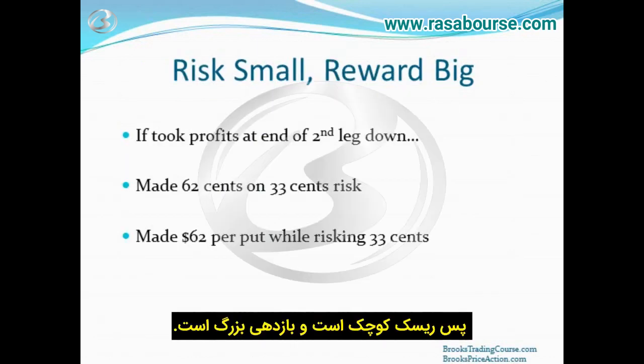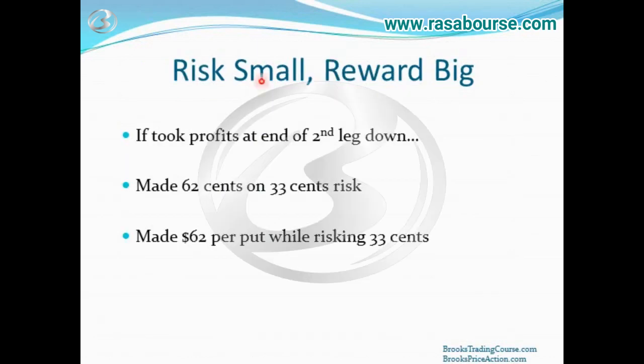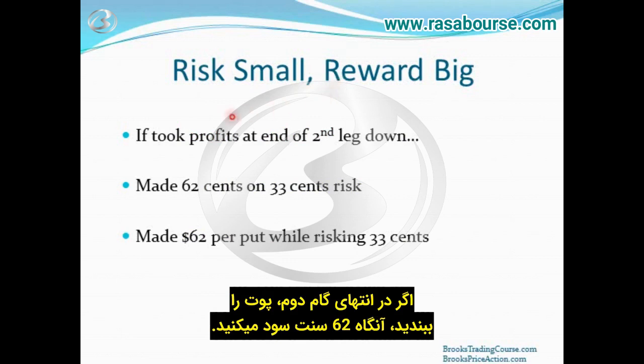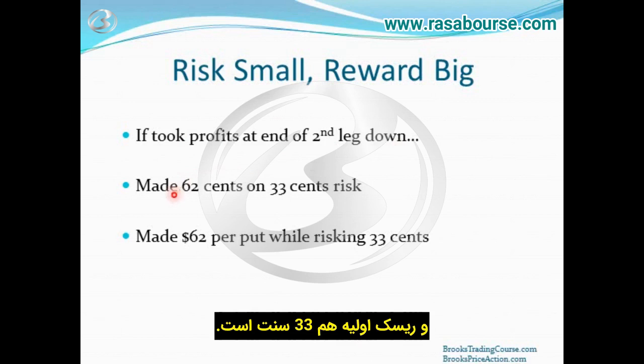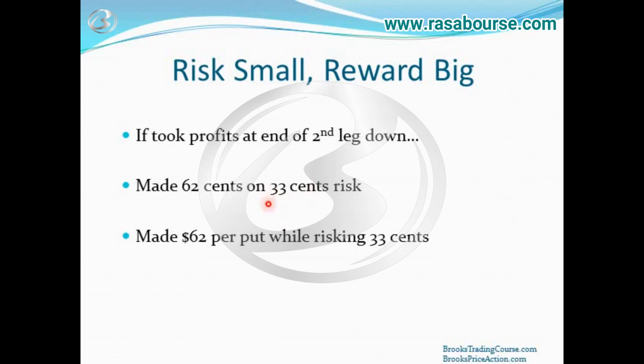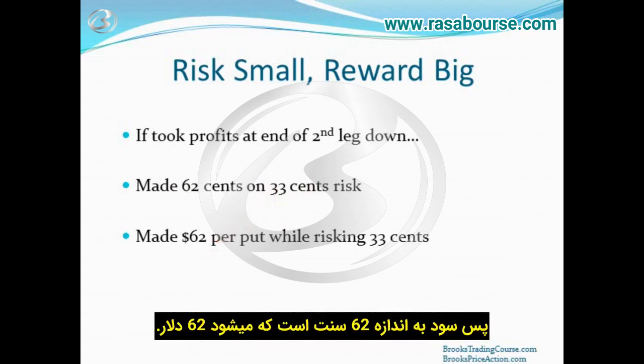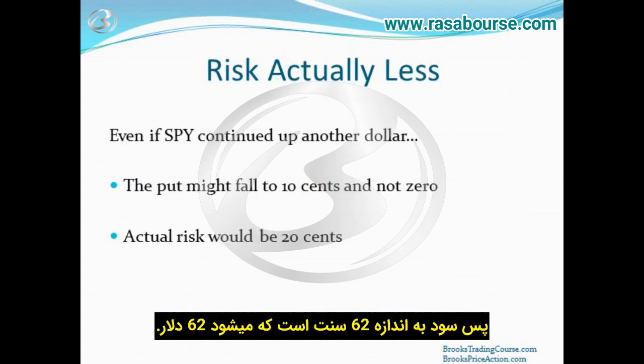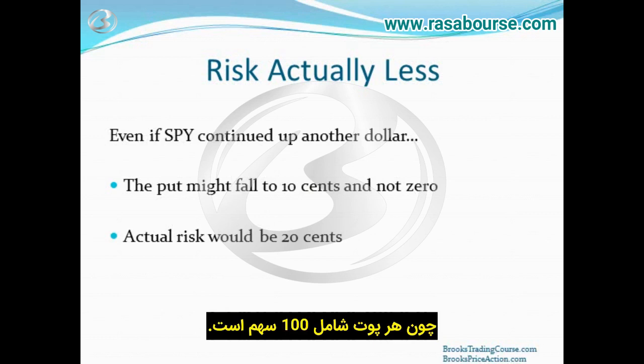Okay, the risk was small and the reward was big. If you took profits at the end of that second leg down, you made 62 cents on your initial risk of 33 cents. Even if the put fell to 0, right, the most you could have lost is 33 cents. Okay, 62 cents profit corresponds to $62 because each put controls 100 shares of the underlying.